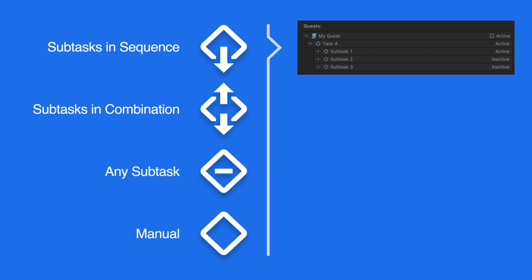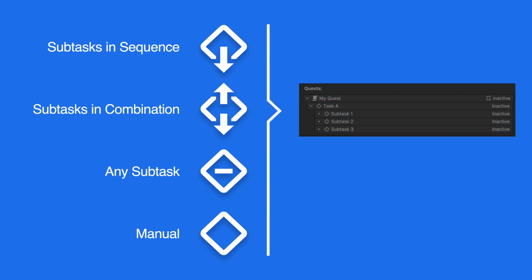It requires all child subtasks to be completed in descending order. Each subtask is automatically activated upon completing the previous one. The task is also automatically completed when all subtasks are completed. If any subtask is abandoned or failed, the task will also become abandoned or failed.